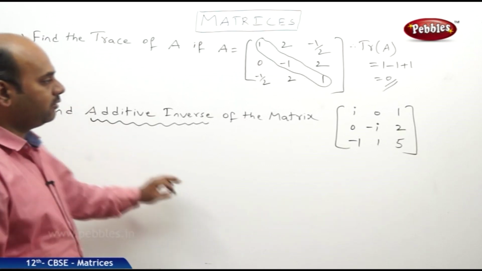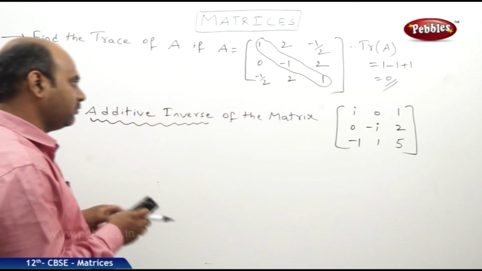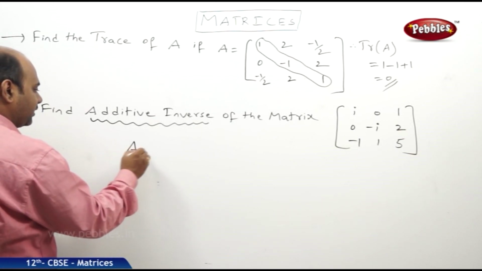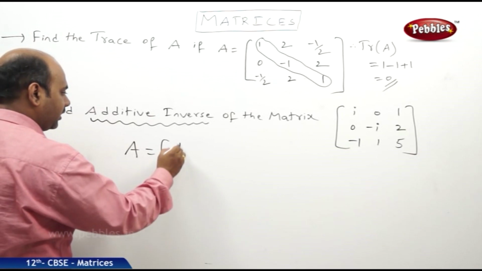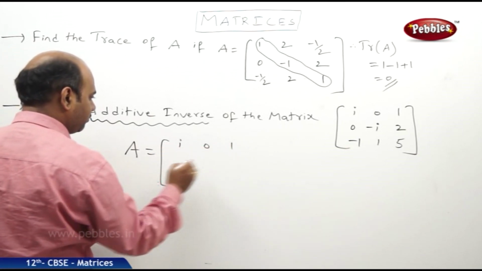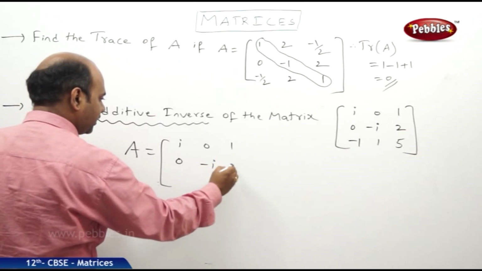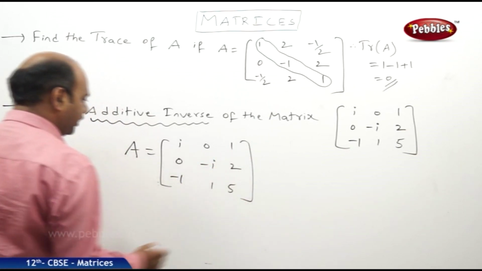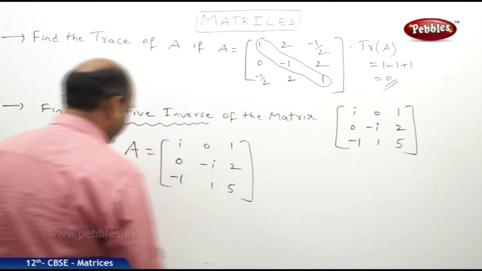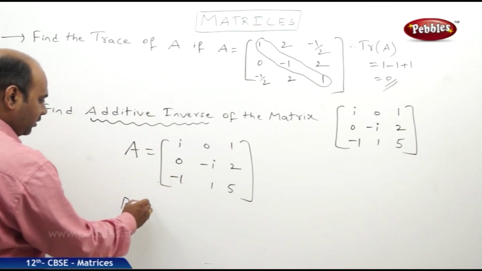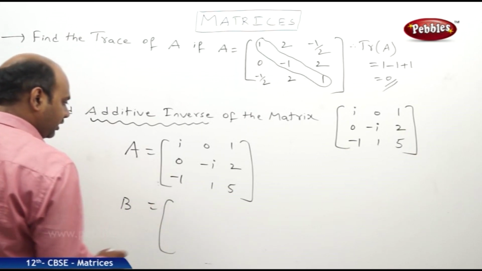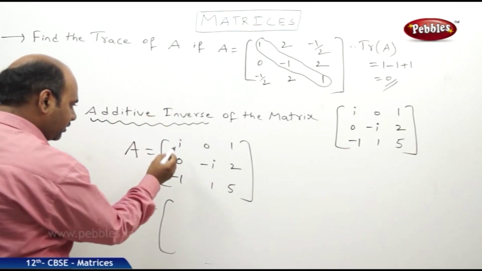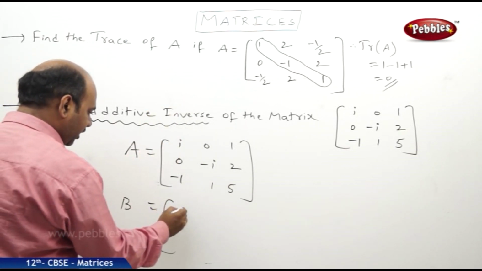Similarly, we need to find the additive inverse of the elements of this matrix. So what is our matrix? Let the given matrix I denote as capital A. It will be i, 0, 1, 0, minus i, 2, minus 1, 1, 5. So additive inverse means I will denote it as capital B. If I denote this as capital B, I need to write the additive inverse of each and every element of the matrix. So what is the additive inverse of i?